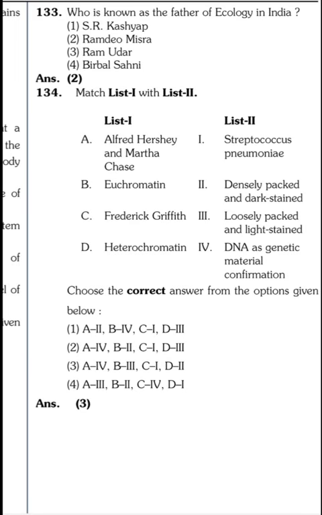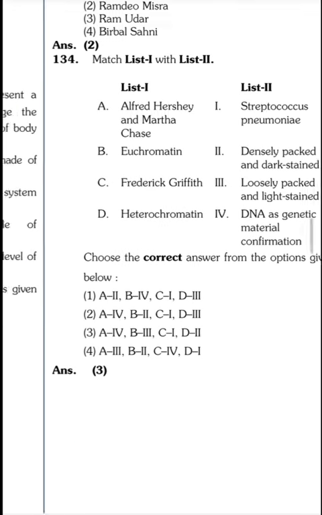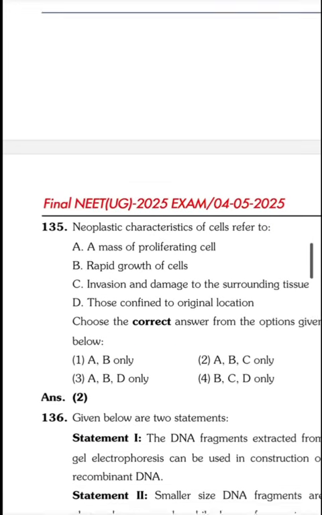Frederick Griffith, he conducted an experiment on Streptococcus pneumoniae. Heterochromatin is densely packed and dark stained. So the correct option is A4, B3, C1, D2. That is, the third one is the correct answer.